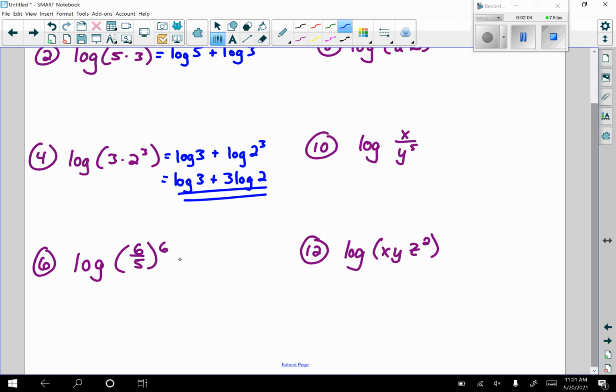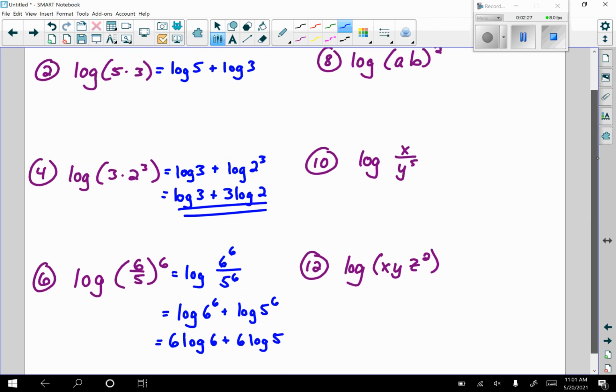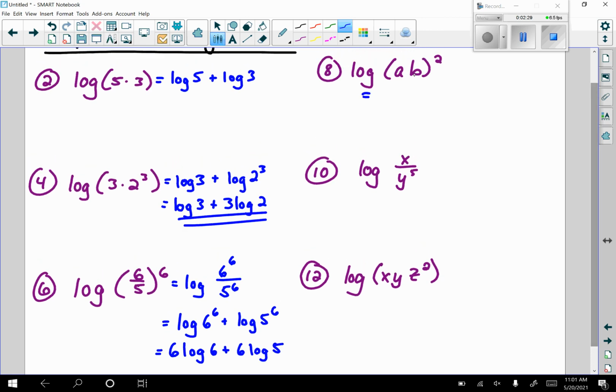A couple ways to look at number 6. I'm going to do this, though. I'm going to say log of 6 to the 6th over 5 to the 6th. So now when I go to separate this, I'm going to subtract. We're going to have log, again base 10, of 6 to the 6th minus log of 5 to the 6th. Now the 6's can come down, so we get 6 log 6 minus 6 log 5. Number 8, we could square each factor in here, so we could have log of a squared times b squared. So now this becomes log of a squared plus log of b squared. And then we bring down the 2, so 2 log a plus 2 log b.